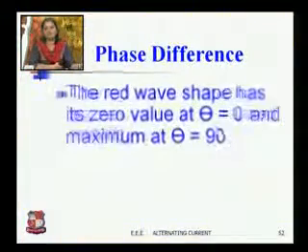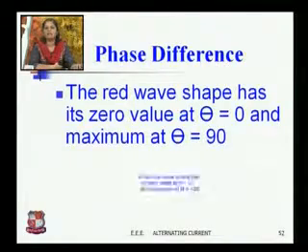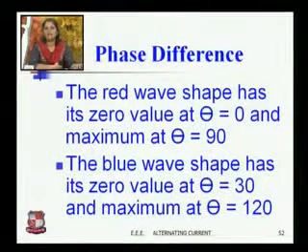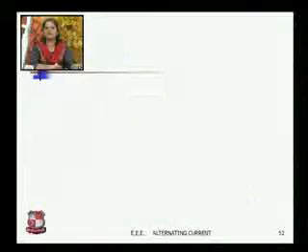Now, as I discussed earlier, the red waveform has its zero value at theta equal to 0 and its maximum at theta equal to 90 degrees. And the blue waveform has its zero value at theta equal to 30 degrees and its maximum at theta equal to 120 degrees.